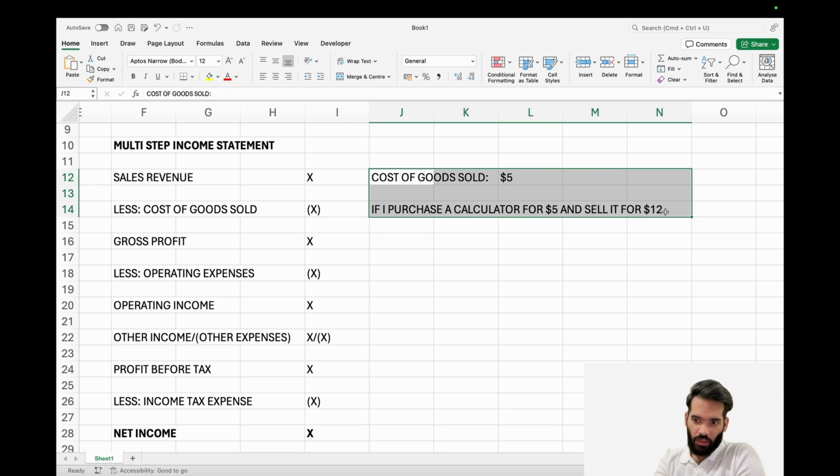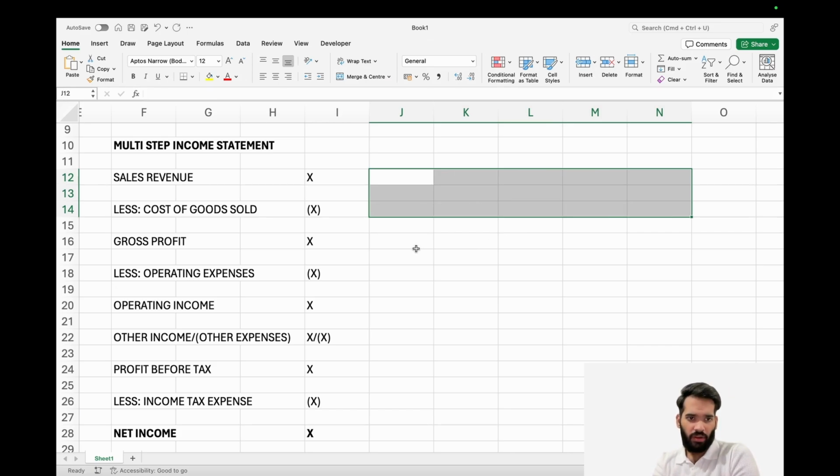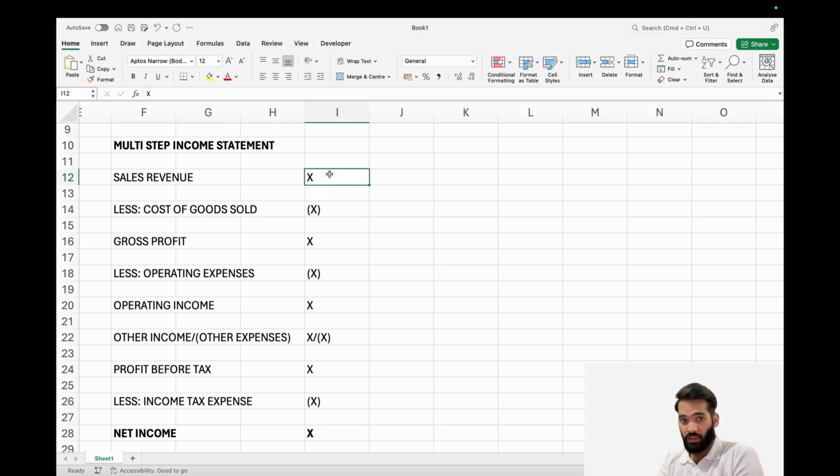So let me remove this here. I hope that part is clear. Now what we're doing is sales revenue minus cost of goods sold. By the way, sales revenue is the money you made from the sale. In our example, it was $12. Then minus cost of goods sold to see the gross profit. Now gross profit is not the net profit.